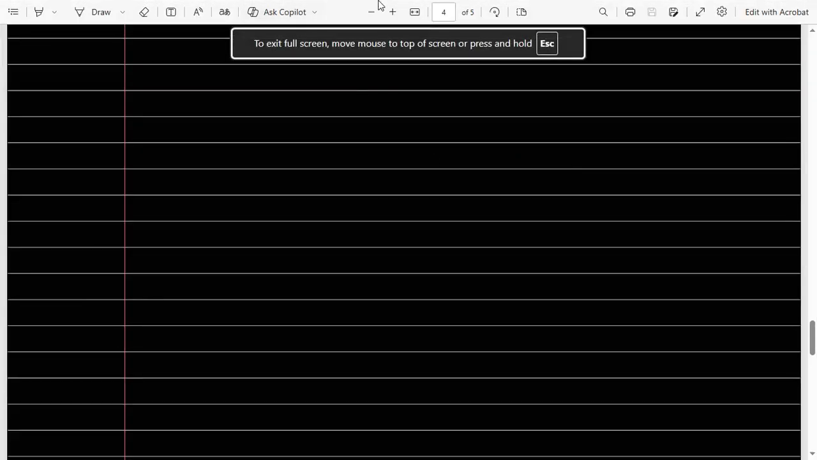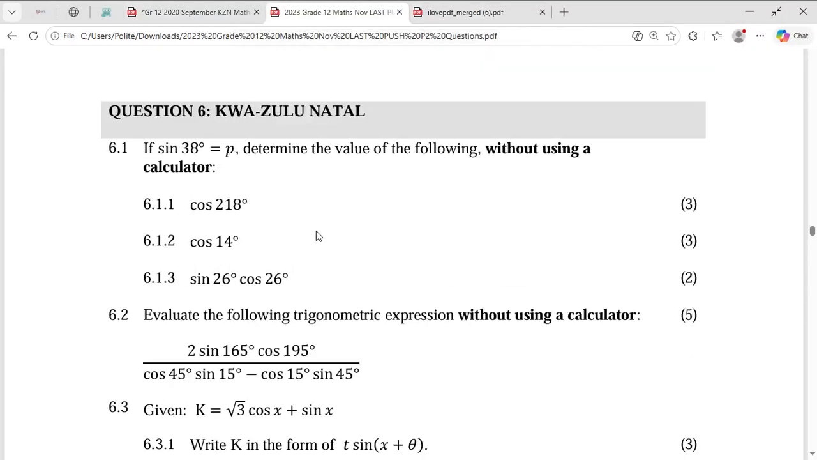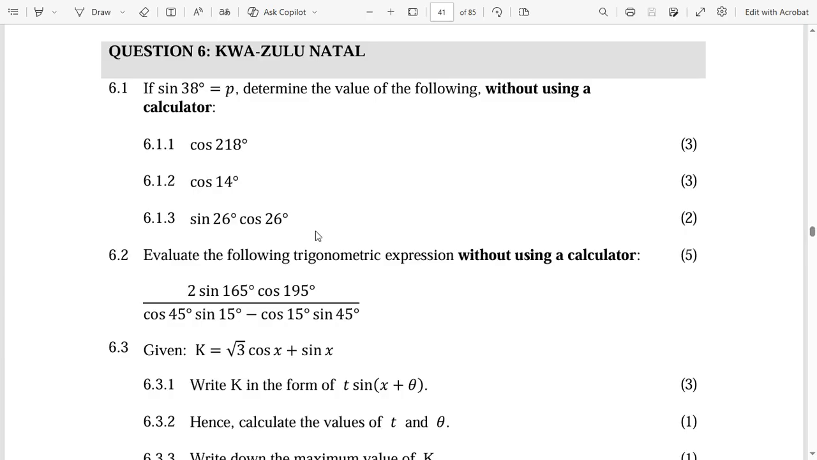Okay, so I want us to work on these higher order questions. Now look at this question. This is from a KwaZulu-Natal past paper, and this is what we'll be working on in this lesson. So we'll be finding angle theta one way.